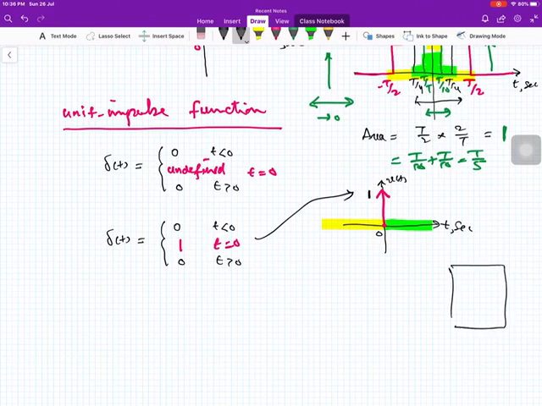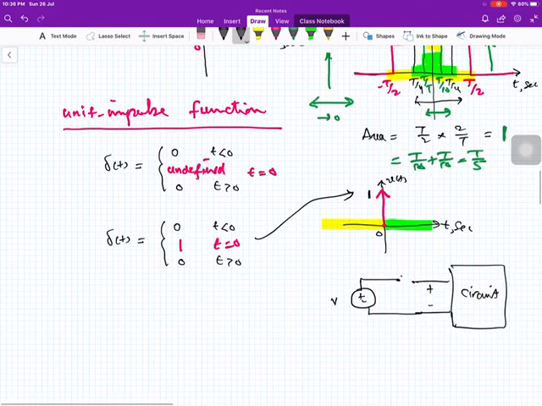Say for example, this is a circuit and we want to see the response of a circuit. If we apply some voltage to this suddenly, say for example we have a switch which is on when it is pressed, and we press it for very short time. Practically, if we want to implement this waveform practically, it is very difficult.